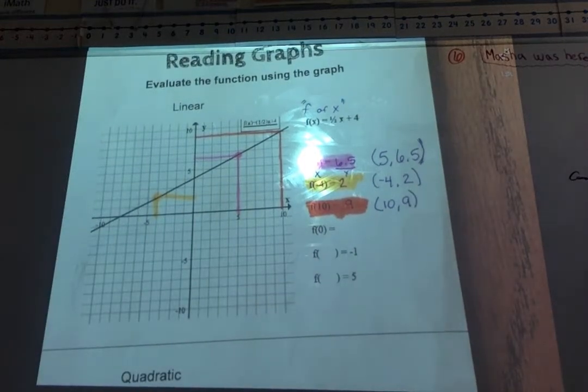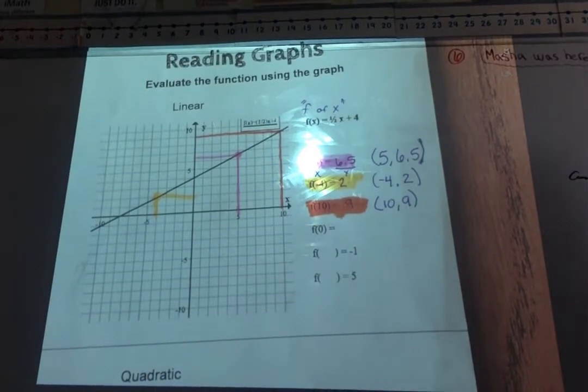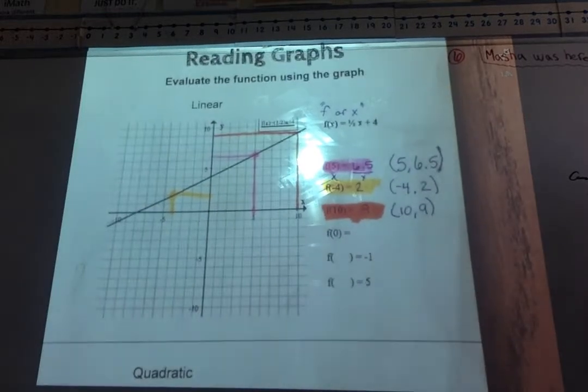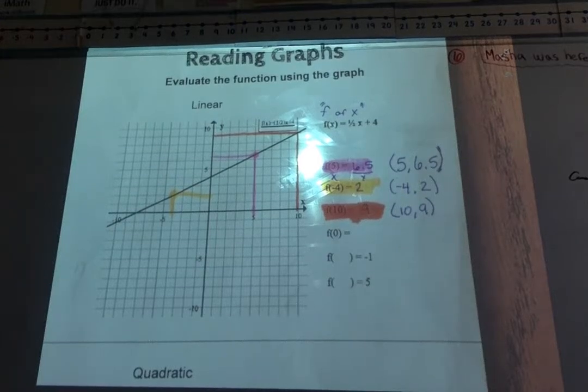Now, only using your pencils, how do you do 0? When does x equal 0? Where is 0 on your x-axis? Right there. Okay, so where does it connect with your bold diagonal line? And here's 0, you said, right? Oh, 4. Wait, are you sure? Yep, I am. Of course I am.